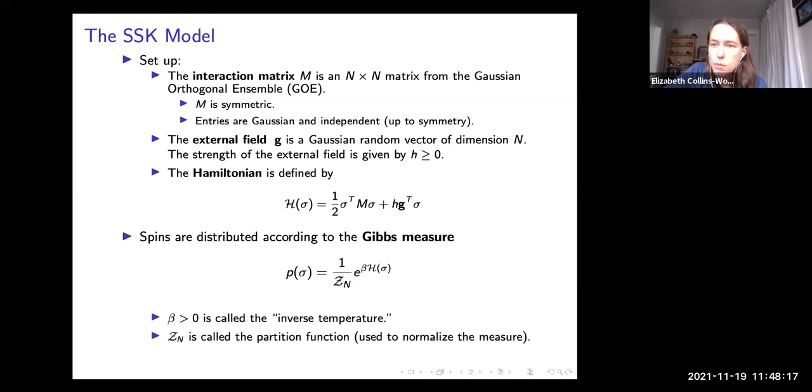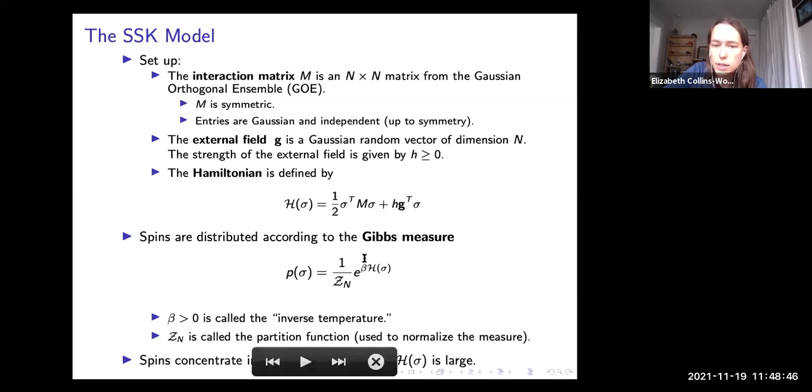So then the spins in this model are distributed according to this Gibbs measure. And you'll notice that it has a parameter beta, we call that the inverse temperature, and that's a positive parameter. And then we divide by Zn, the partition function, just to normalize to make sure that this is in fact a probability measure. And one thing to think about when we look at this is that the spins are going to concentrate in regions of the sphere where the Hamiltonian is large. So we see this Hamiltonian in the exponent. When that's large, the probability is going to be large.